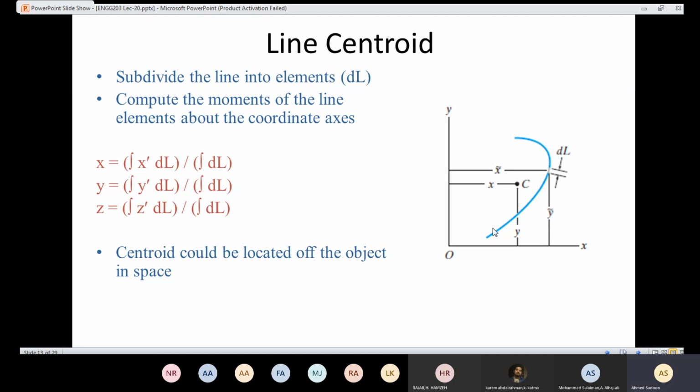And regarding the line here, the center of gravity could be located outside of the object. So it's not necessary for the center of gravity of a line to be located inside the body.